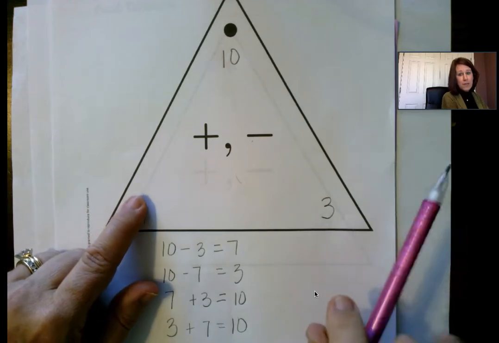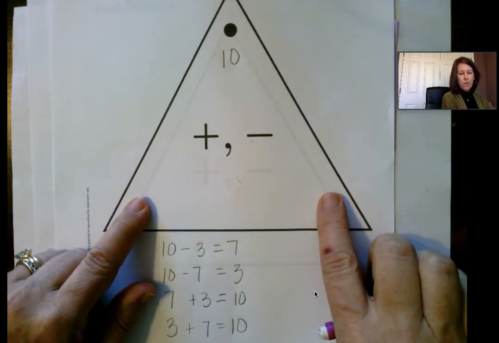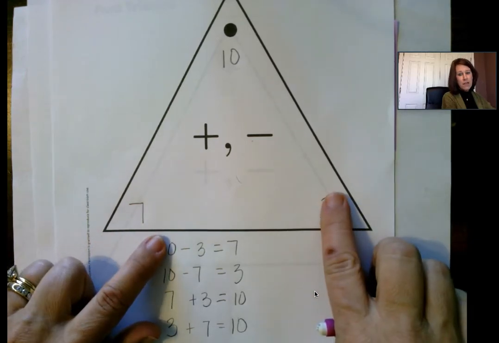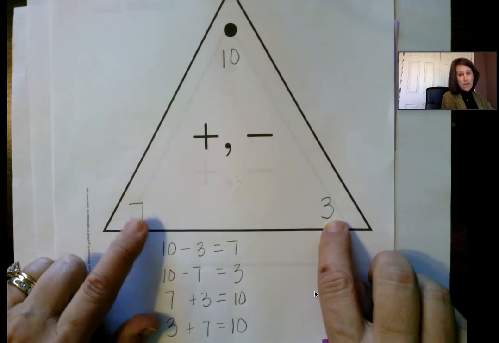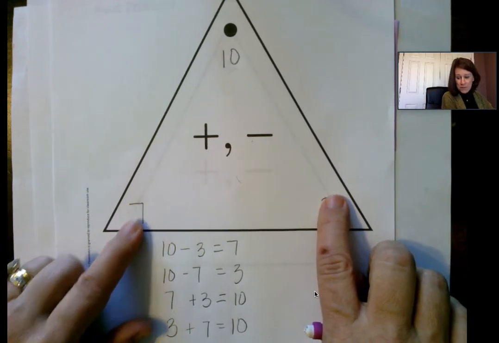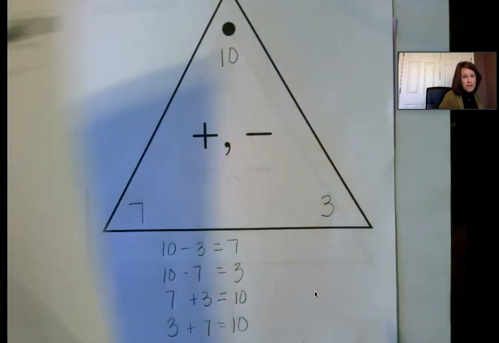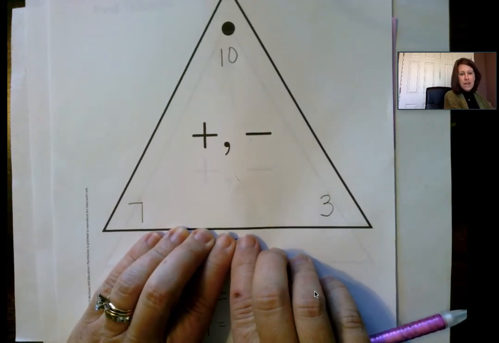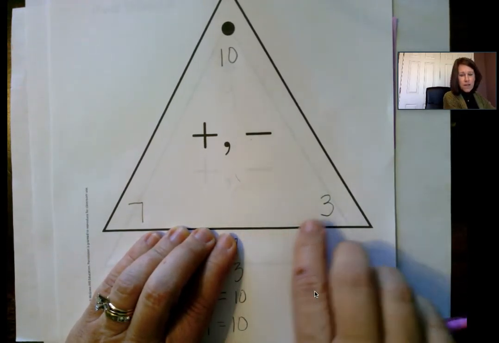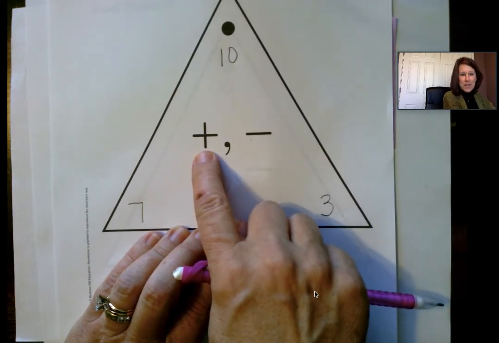You're right, it could be different numbers, couldn't it? But for this fact triangle, we're going to say if we use 7, the other related number has to be 3. It could be 6 and 4. You're right, it was on this one. Or 5 and 5. But once we decide the three numbers that we do want to use that are related with addition and subtraction, we'll stick with those.